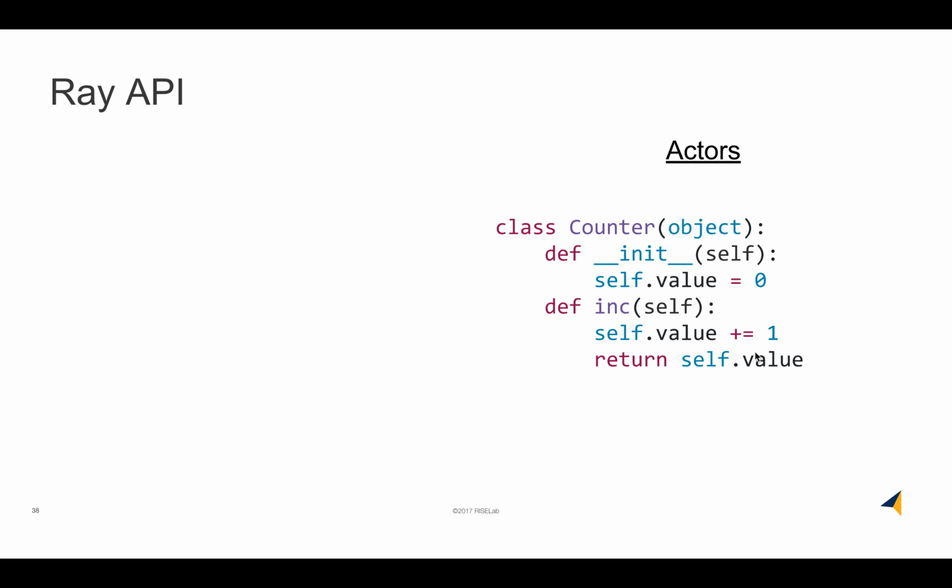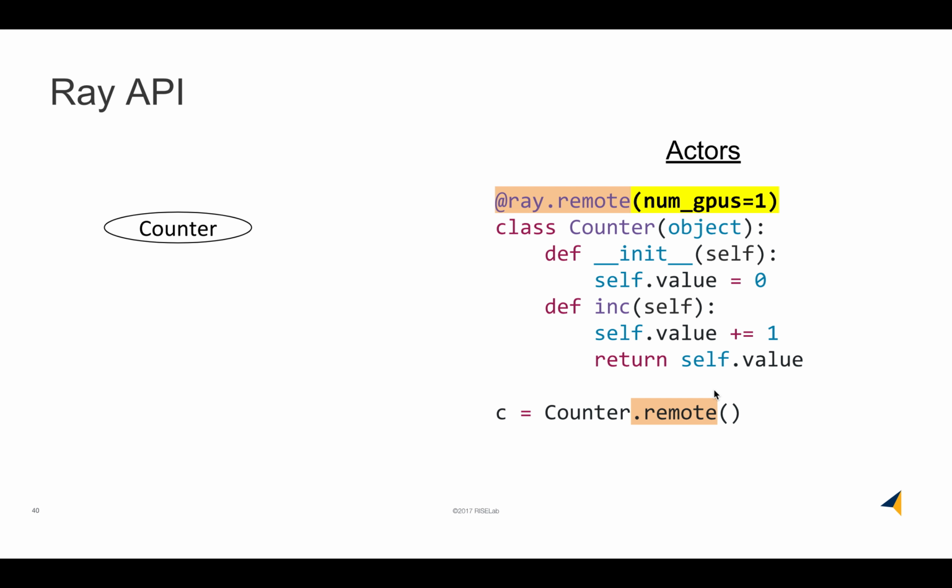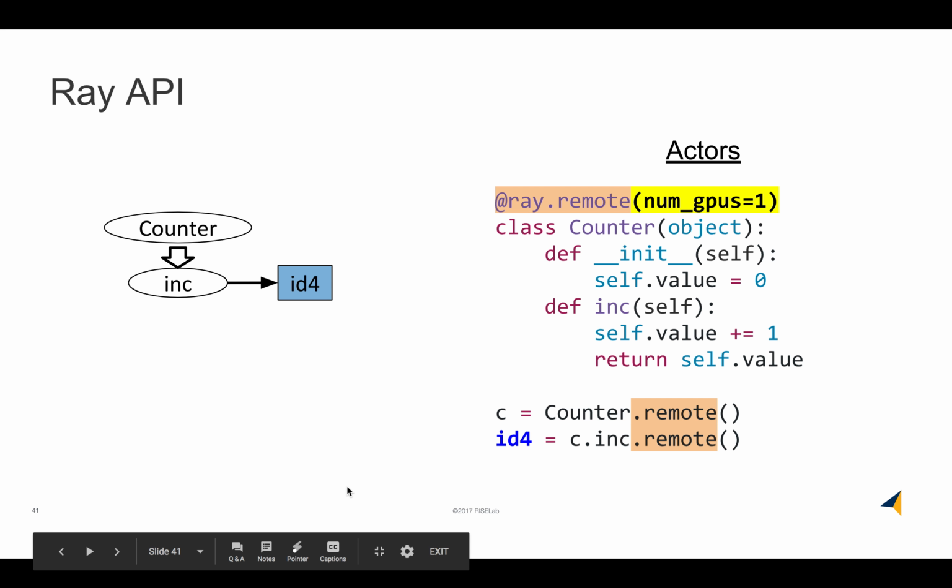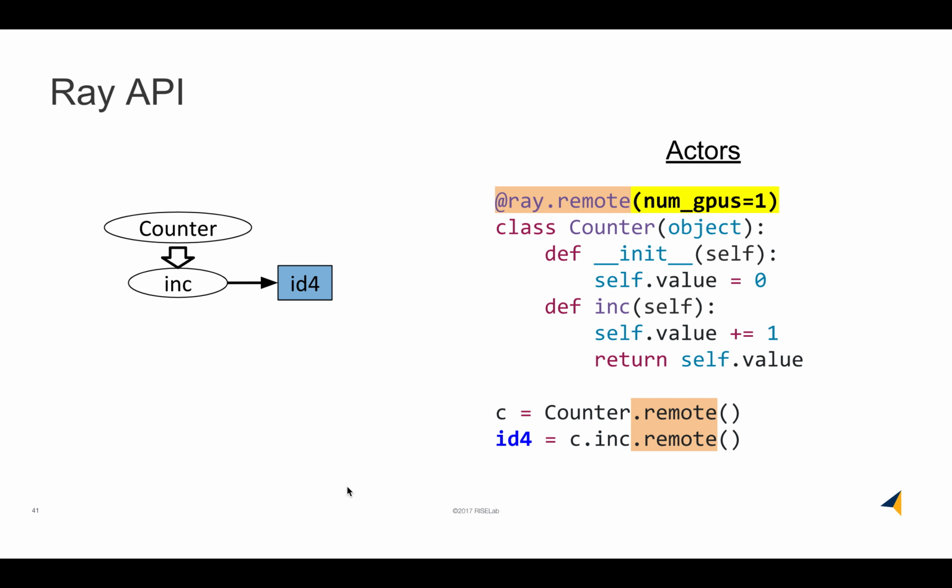So how do we do this in the distributed setting? Well, we can add the ray.remote decorator, and now if we created an instance of this class, that creates a new process somewhere in the cluster, and method invocations on this actor handle object turn into tasks that execute on the actor process. So remember, a process is essentially just a program. When I say process, I mean program.